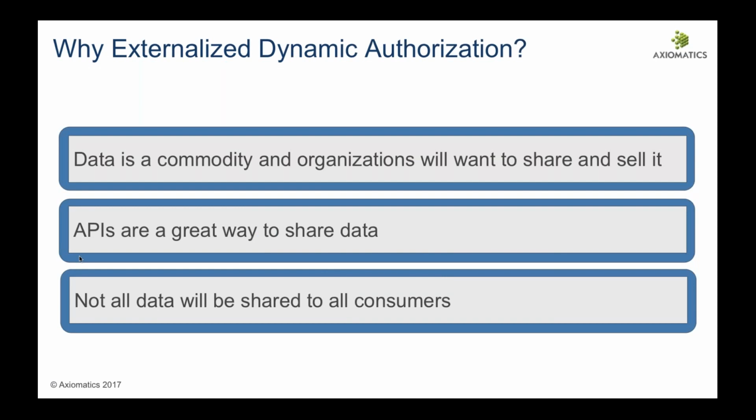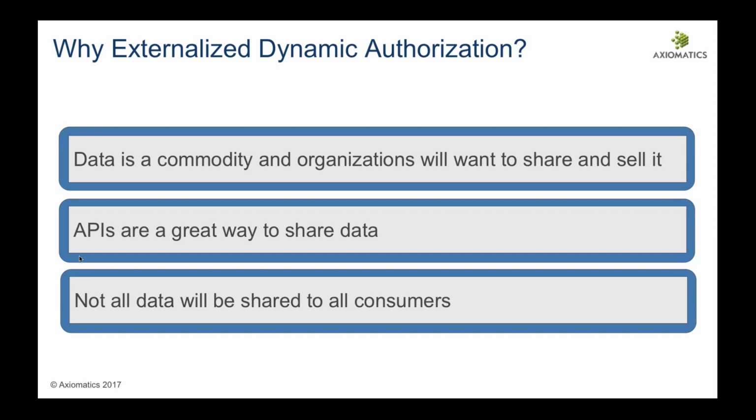All right, excellent up until now. But our next question here is, why should we do externalized authorization for microservices? Well, in my opinion, Gerry, data has a lot of value, and organizations are going to want to share that data, either through mandates or for monetary reasons. And I think that APIs and microservices are a great way to share data externally with partners and consumers. But not all of that data is going to be shared to all consumers. In other words, we're going to want to limit certain data in certain conditions.